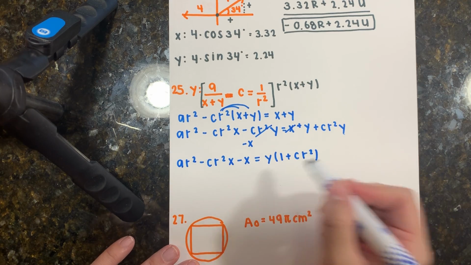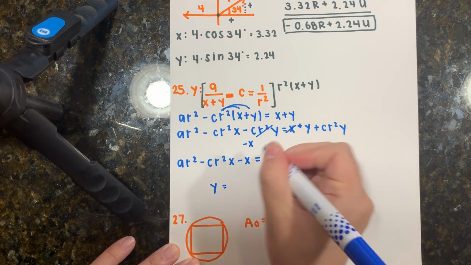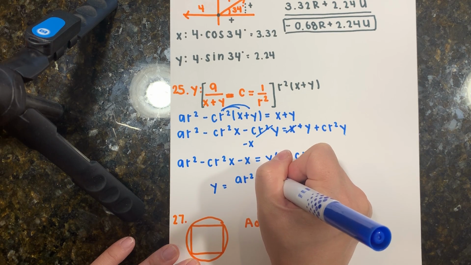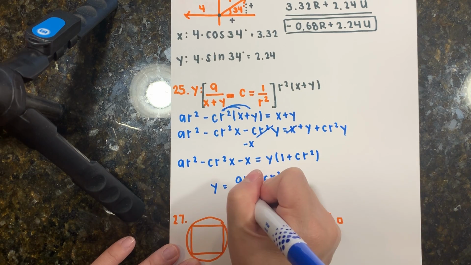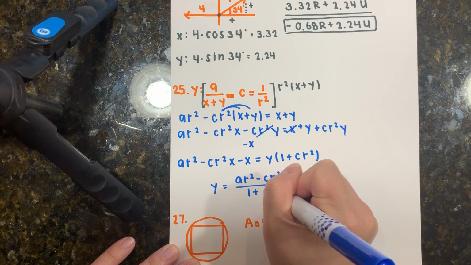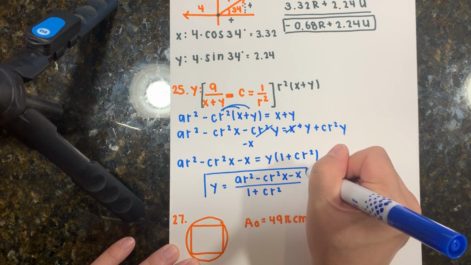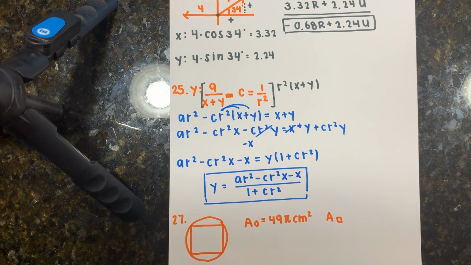Now to get y by itself, you're going to divide by the parentheses, so y is going to be equal to everything that I had on the left-hand side, so a r squared minus c r squared x minus x over 1 plus c r squared. And that solves your answer for y.